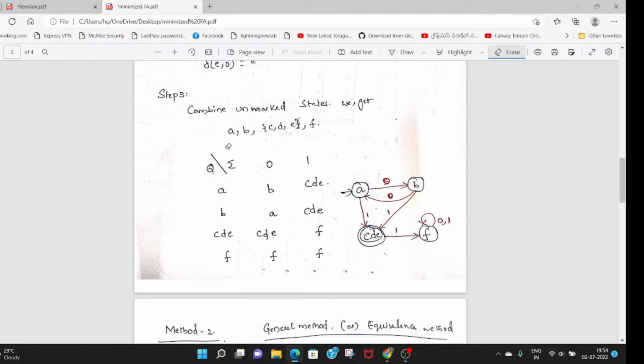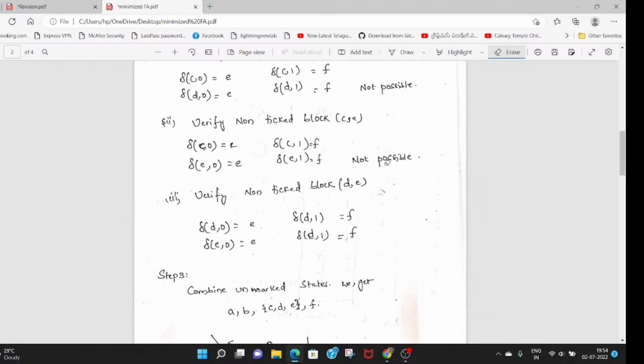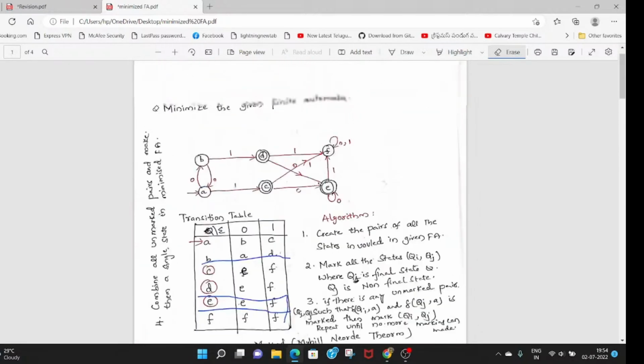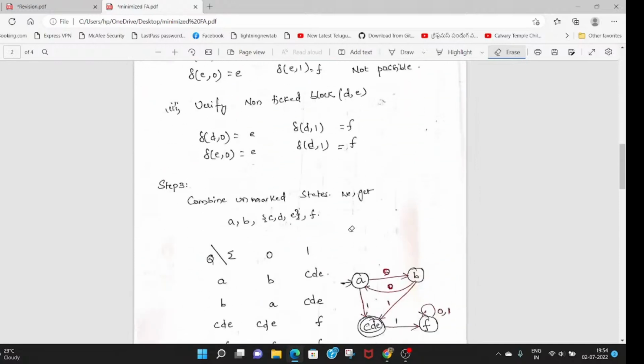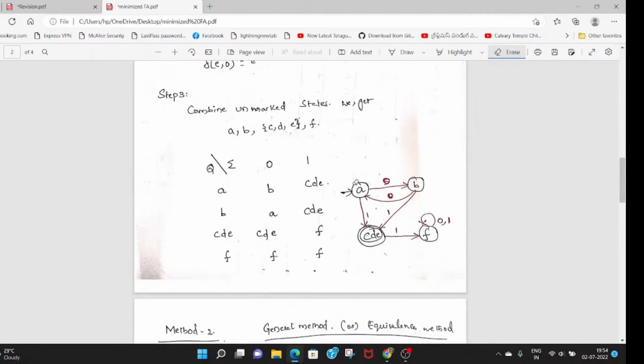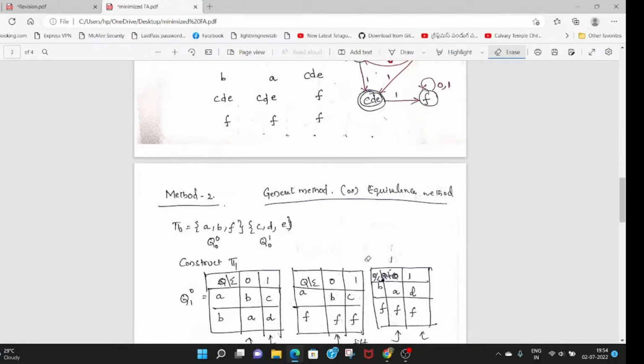Now A is an individual state, B is also an individual state and F is also an individual state. So now you are finding transitions with zeros and ones and you are getting C, D, E as a combination. So any of these you are getting here, you can replace with a single state. So that is what the last step will say in your algorithm. So now this is an equivalent DFA or a minimized finite automata, right?